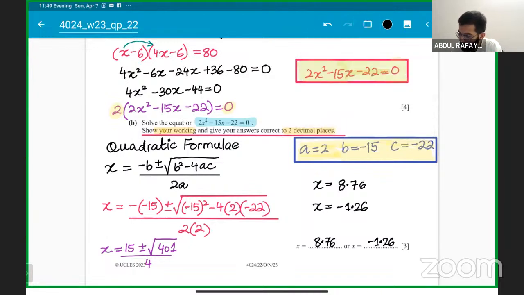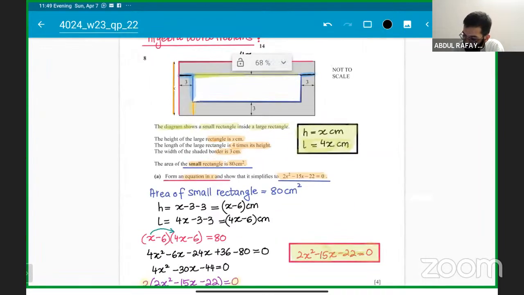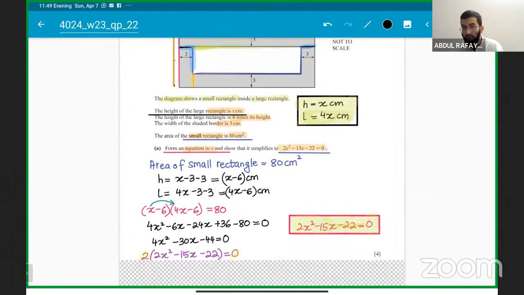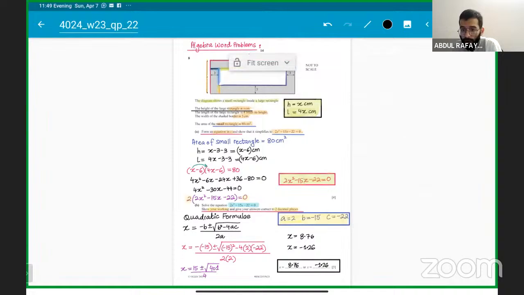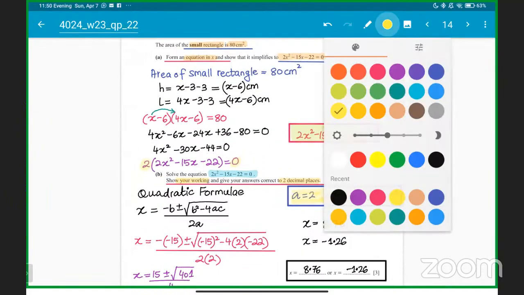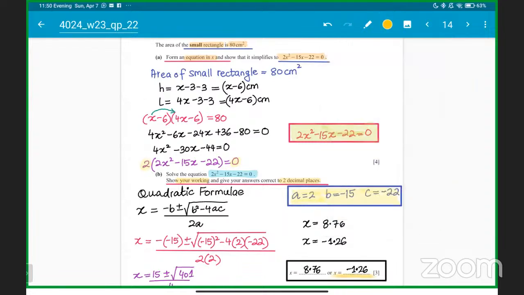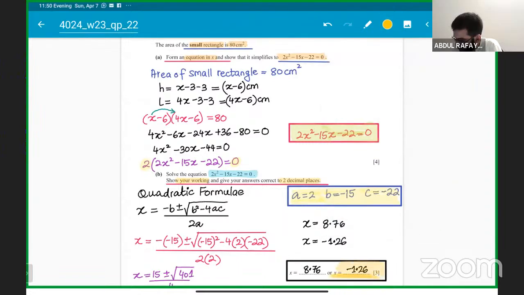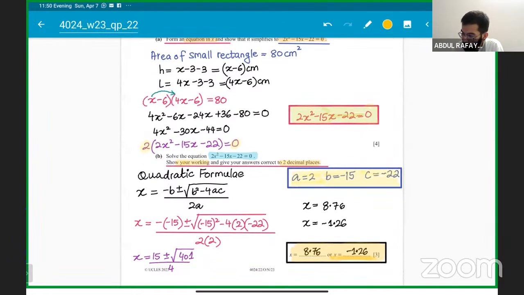Clear with me? So what does x represent here, sir? X represents the height of the large rectangle. Okay, sir, x represents the height of the large rectangle, and we have got the height of the large rectangle as 8.76 and minus 1.26, okay? That is what we are getting here.